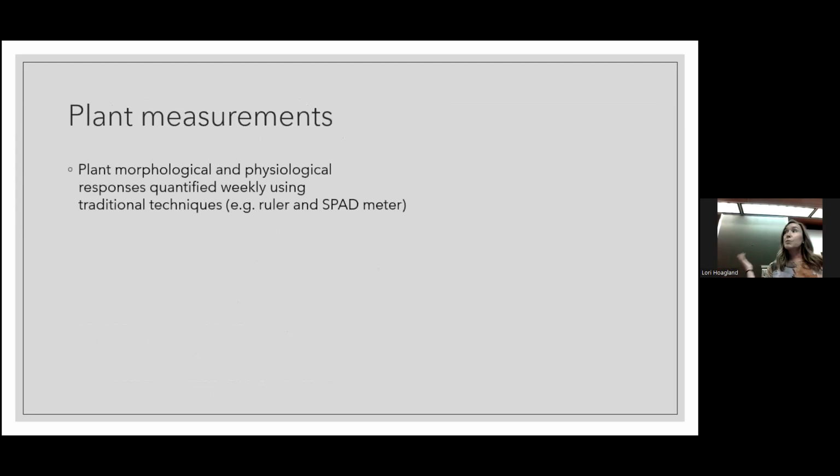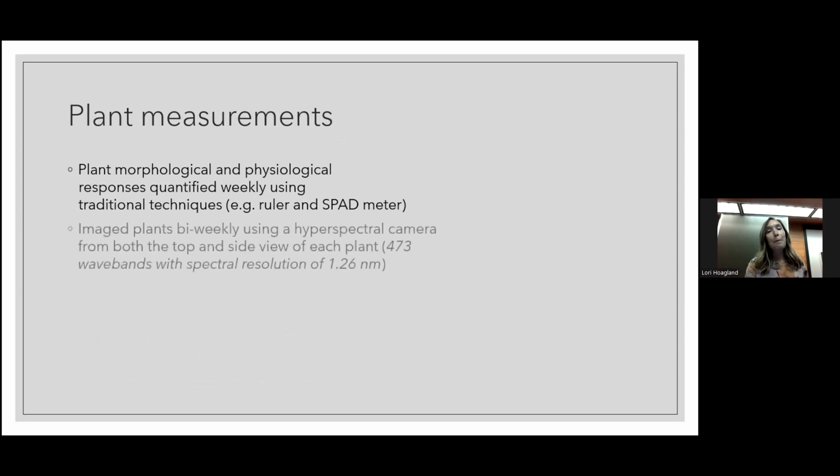For plant measurements, we did a lot of ground truthing, which is really important in developing these technologies. So Maria came in, she used a SPAD meter to estimate leaf greenness or chlorophyll content, used a ruler to look at height, counted the number of leaves, things like that. And then we also imaged the plants bi-weekly using the hyperspectral camera.